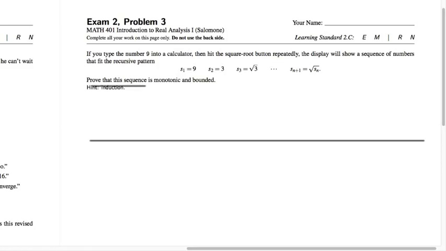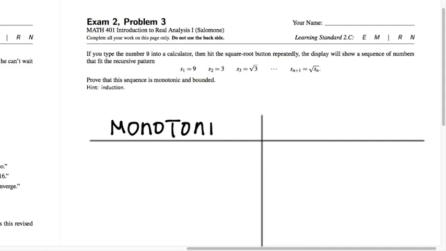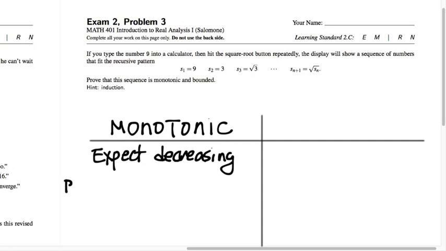And it's set up in such a way so that the problem actually asks you to prove two things. Asks to prove that the sequence is monotonic and prove that the sequence is bounded. So really quickly, if we're going to prove that a sequence is monotonic, we have to make a choice, whether to prove that it's monotonically increasing or monotonically decreasing. So which one do you expect it to be for this sequence? Yeah, expect decreasing.